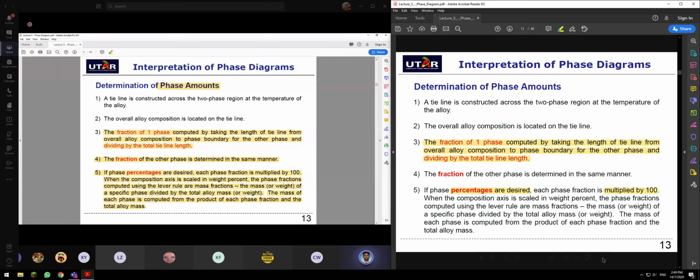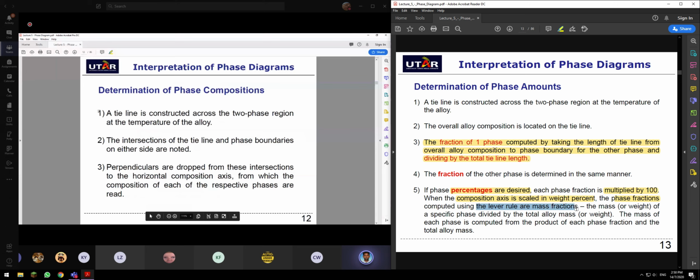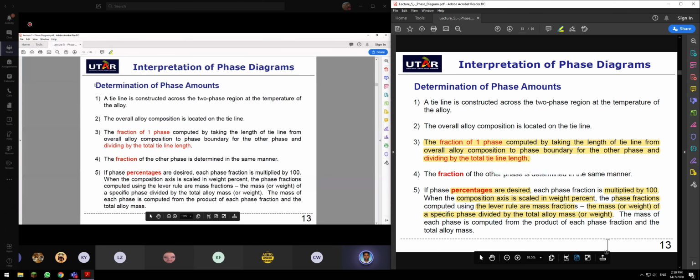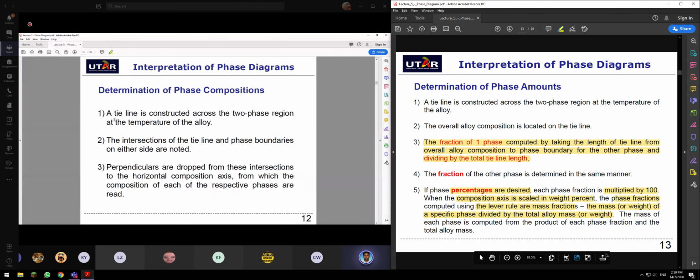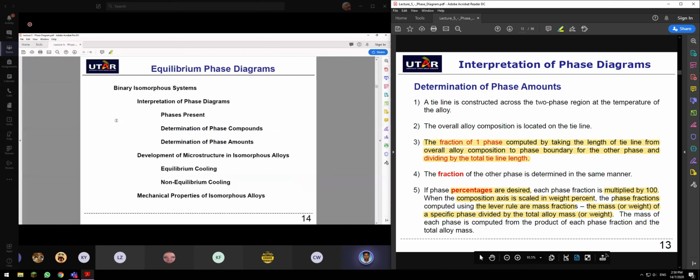When the composition axis is scaled in weight percentage, the phase fraction is computed using the lever rule, the mass fraction, the mass or weight, divided by the total alloy mass. The mass of each phase is computed from the product of each fraction and the total alloy mass. Got so many words, so I just read this without explaining anything, because the way they construct the wording is a bit complicated, but let me show you.